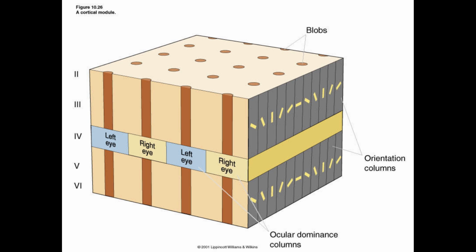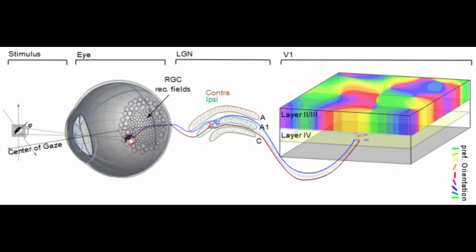The inputs from both LGNs, one on each side of the brain, converge in the single V1 area at the back of the head, or the back of the brain. But the inputs are still kept separate via these ocular dominance columns, so you'll have a bunch of input that goes on.